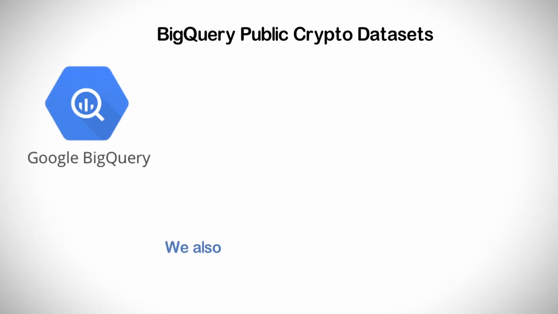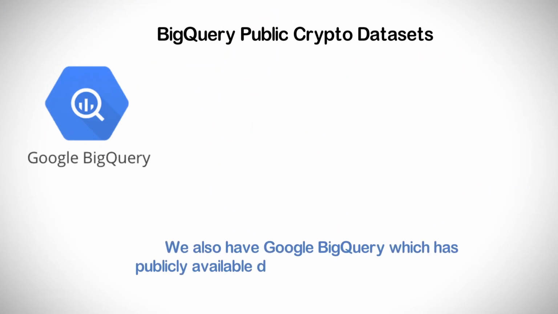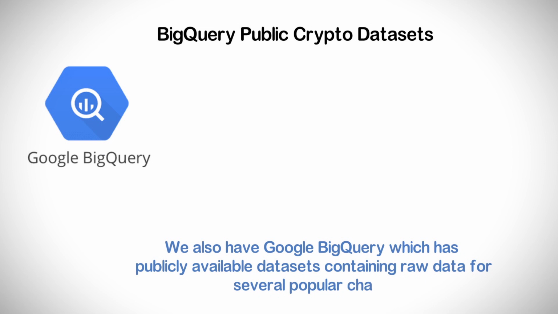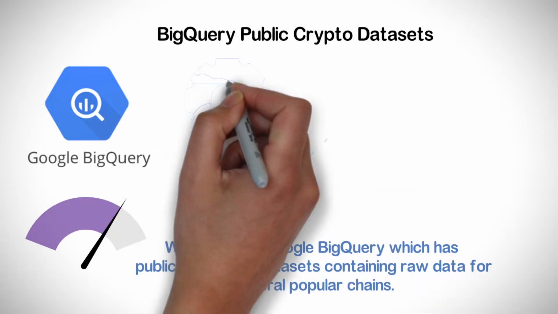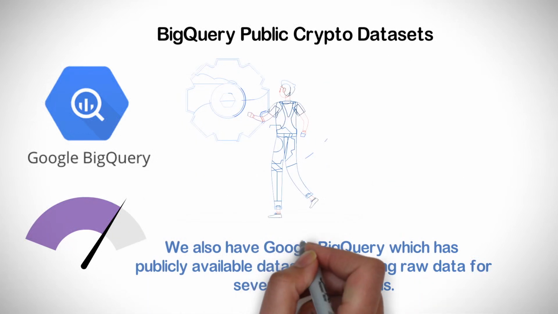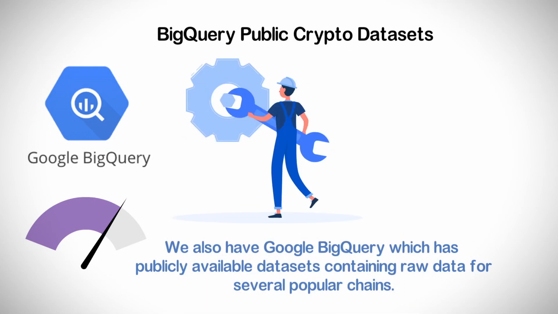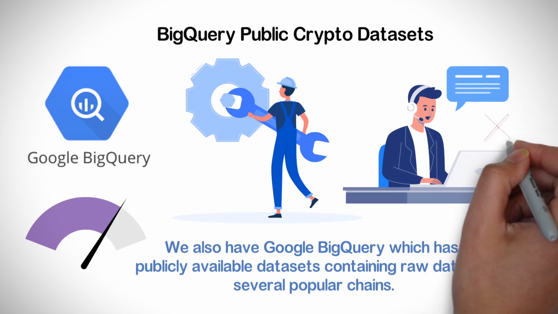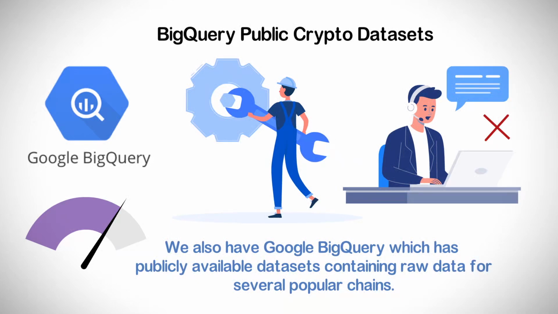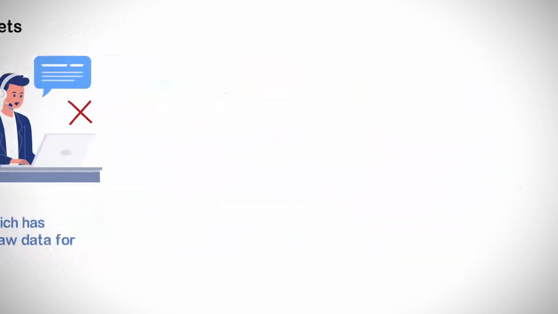BigQuery public crypto datasets. We also have Google BigQuery, which has publicly available datasets containing raw data for several popular chains. The data tables are accessible to anyone with a Google Cloud account. It's easy to get started, and has a good performance on large queries thanks to the BigQuery engine. A caveat would be, there is a limited number of chains supported, and no decoded data. It's also unclear if these datasets are being actively maintained, and there is no support if you have questions about the data. Finally, it can be expensive when it comes to large or frequent queries.